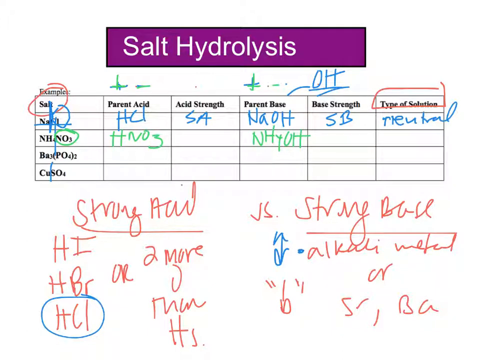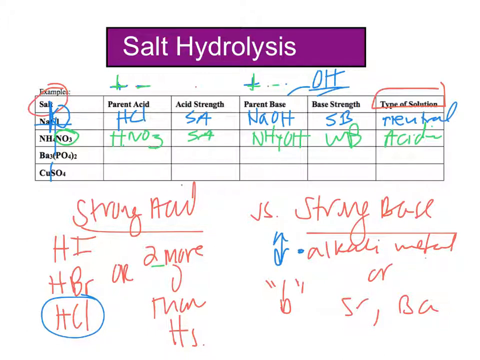Okay, HNO3, is it a weak or strong acid? Well, we have oxygens. There's 3 oxygens, 1 hydrogen. So there's 2 or more oxygens, so it's a strong acid. Ammonium hydroxide is not an alkali metal or strontium or barium, so this is a weak base. And so the type of solution will always favor what is strong. And so because we have a strong acid, we would predict this to be an acidic solution with a pH less than 7.